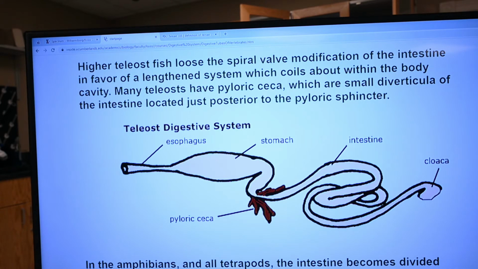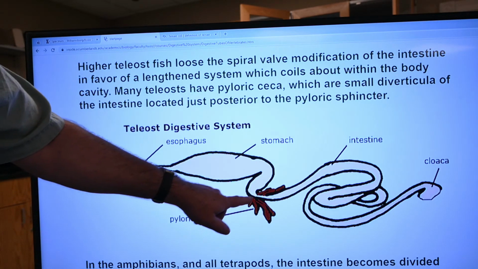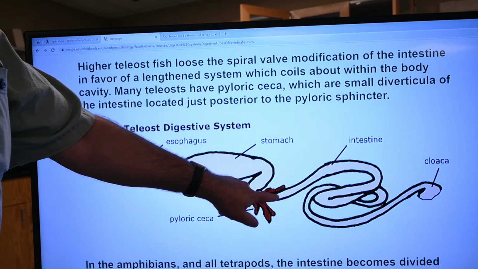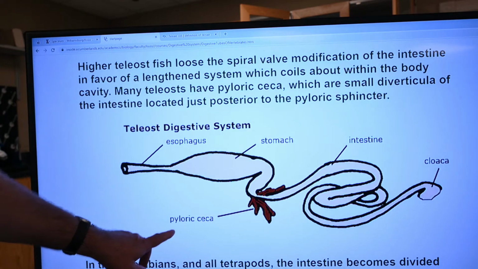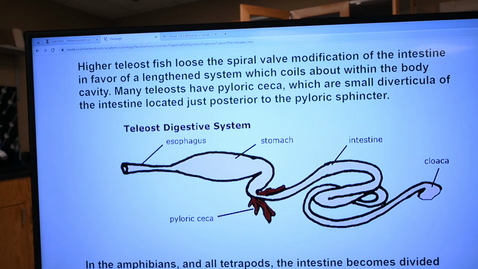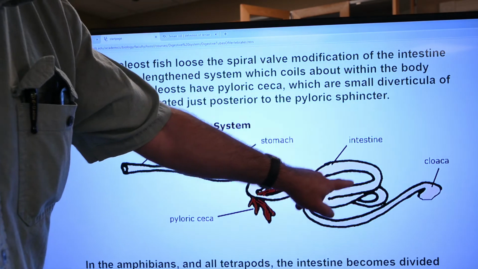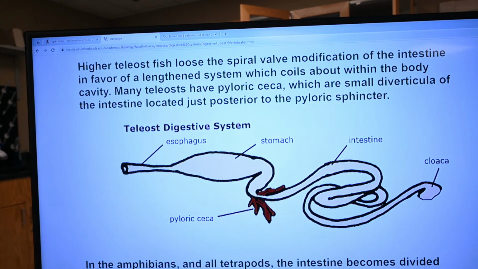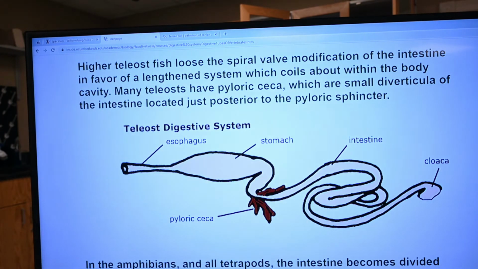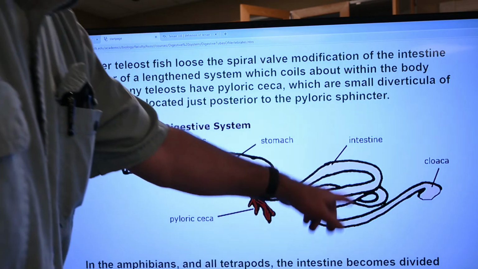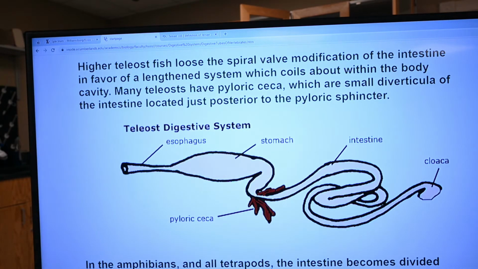In the teleost digestive system, you have the esophagus and stomach as you did with the shark. Where the stomach and the intestine meet, there are these extensions, these finger-like outgrowths called pyloric cecae. Beyond that, we don't have a spiral valve in the more advanced bony fish, the teleost fish. But we start to see this lengthening of the intestine instead. And again, the intestine ends at the cloaca. All of these organisms will have the intestine end at the cloaca, except for the mammals.